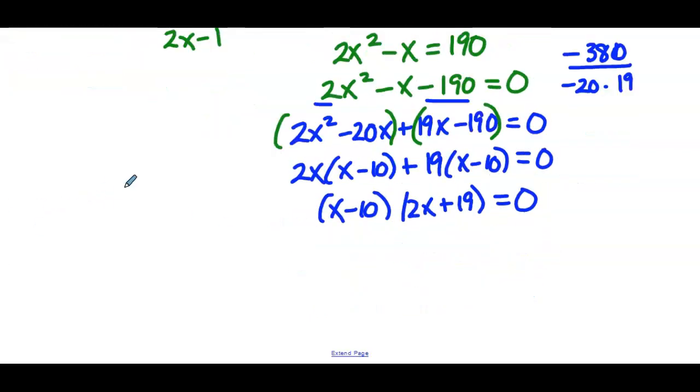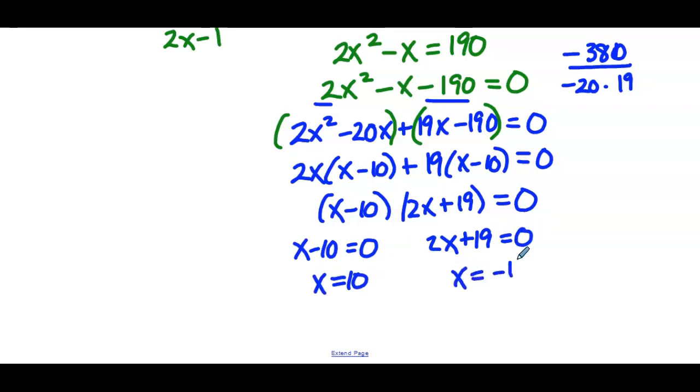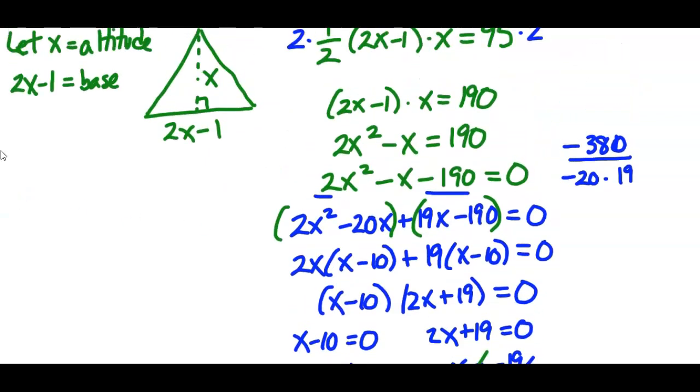So now that we have our factors, use the zero product property. So either x minus 10 equals 0 or 2x plus 19 equals 0. So either x equals 10 or x equals negative 19 over 2. Now x defines the altitude, so it doesn't make sense to define it as a negative value. So x equals 10, and what are we looking for?